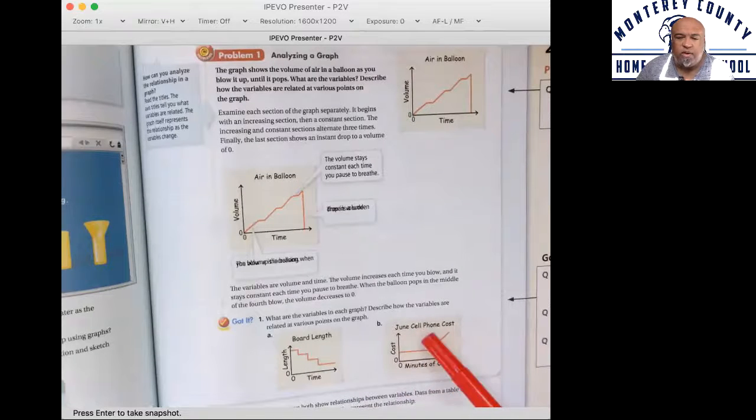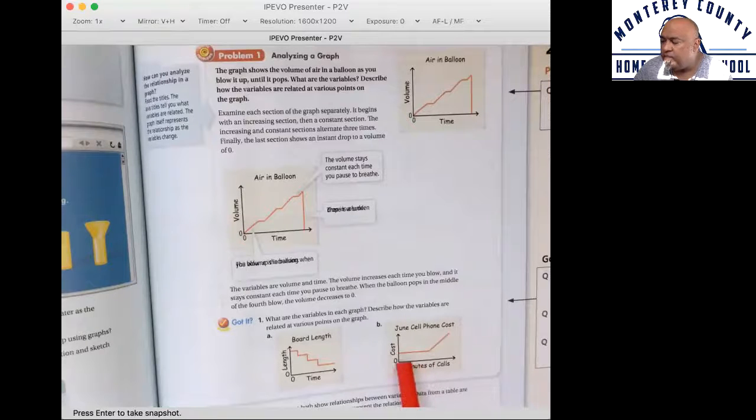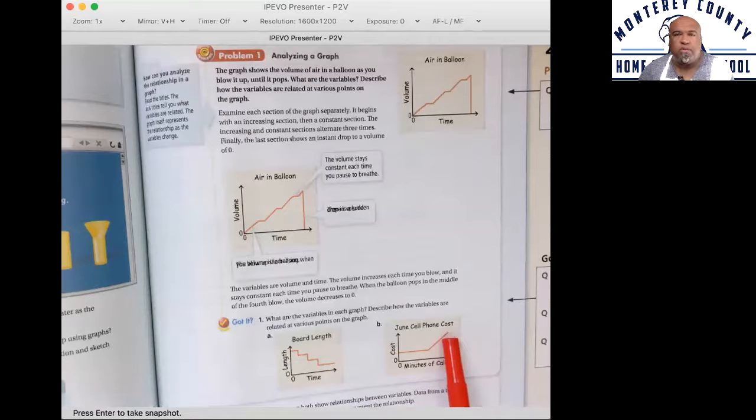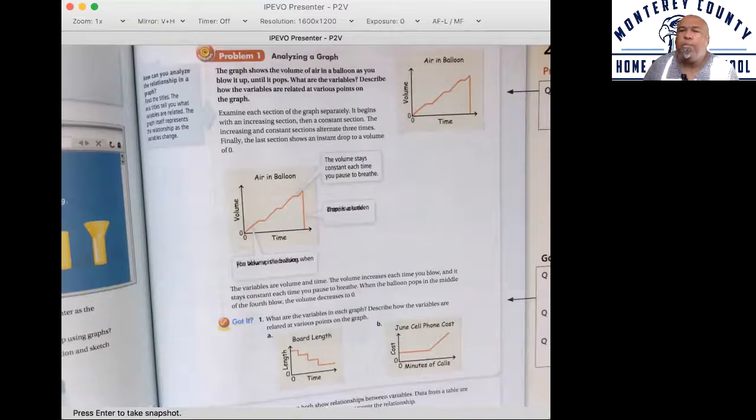June cell phone cost. Okay, so we have minutes of calls compared to the cost. So the idea is, let's say in June, you're using your cell phone, and then all of a sudden, somewhere in the middle of the month, the cost goes up. And figure it's June right now, and a lot of people are on their cell phones because they're not doing anything else. Usually what that means is you have a cell phone plan that says you can talk for so many minutes, or you can be on your screen time for so many minutes, but then after a certain point, the price goes up. So I hope you can see this.